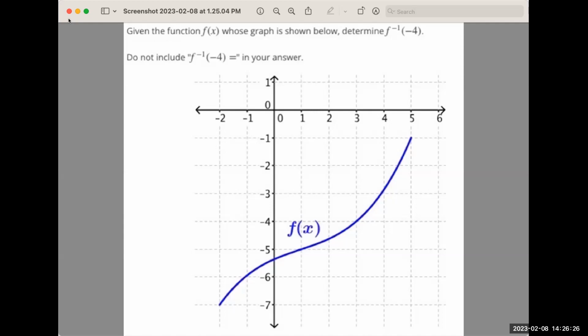So how do you use the graph? -4 has to be the output, so it has to be the y coordinate on the graph. So here is y equals -4. Where is there a point on the graph of f that uses this -4 as y? Right here at 3, -4. That tells you that what must be plugged into f? 3. Therefore, this outputs 3, and that's the answer.